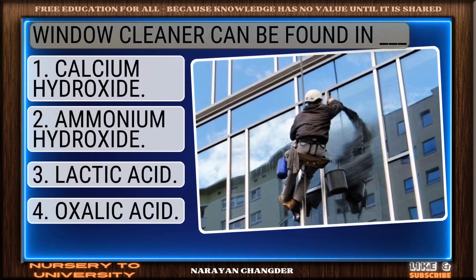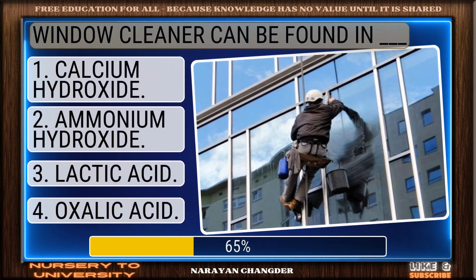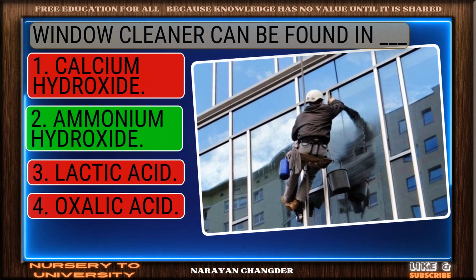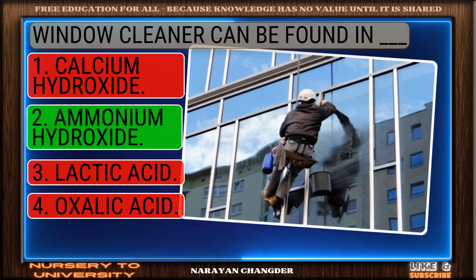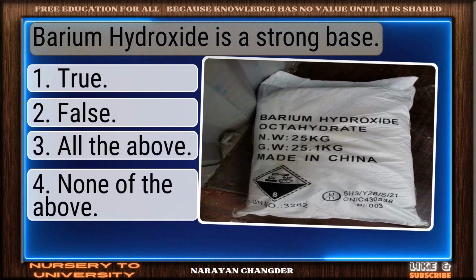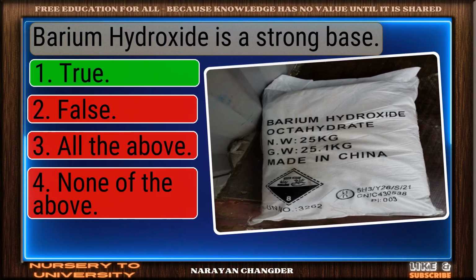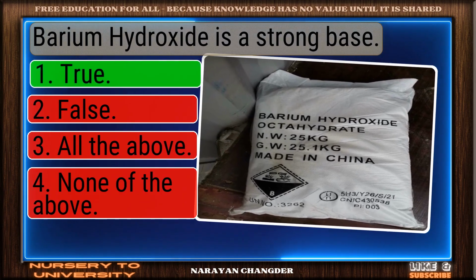Question number 70. Window cleaner can be found in dash. You're right. Ammonium hydroxide is the correct answer. Question number 71. Barium hydroxide is a strong base. Good thinking. True is the right answer.